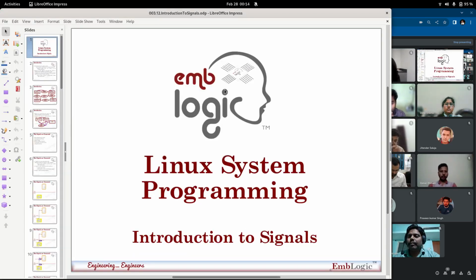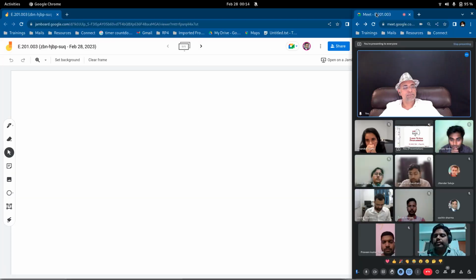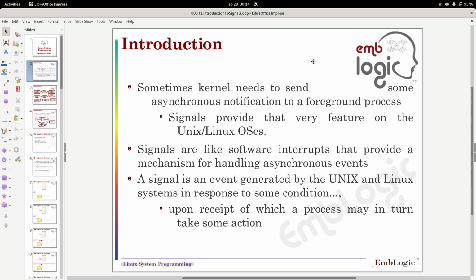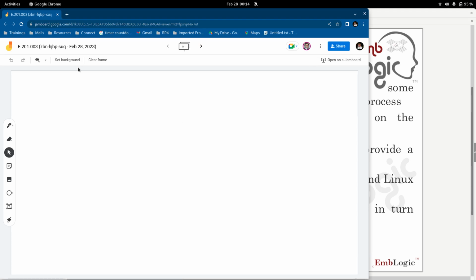So let's start discussing Linux first, about signals first. Sometimes the kernel needs to send some asynchronous notification to foreground processes. Asynchronous notifications are sent to the foreground processes from the kernel.